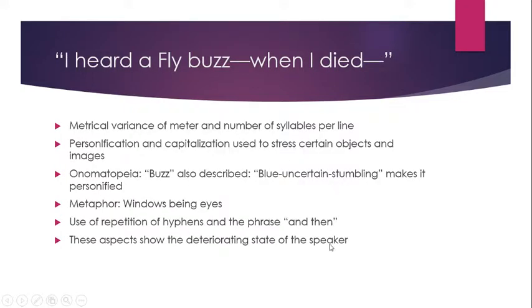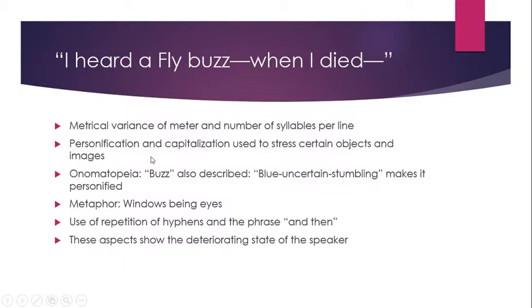I heard a fly buzz when I died. This is Emily Dickinson's poem. So one thing that we might take note of is the metrical variance, the number of syllables per line. And if we think about the moment in time, we might identify that as part of that variance, that there's a chaoticness that contributes to the lack of consistency.